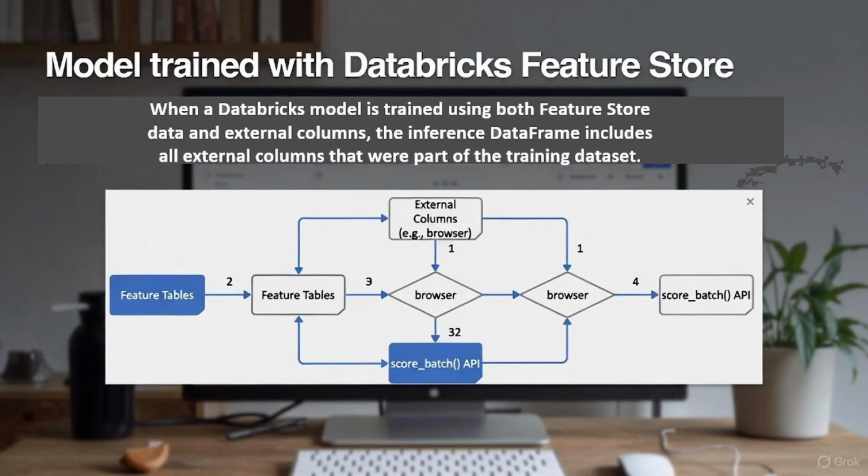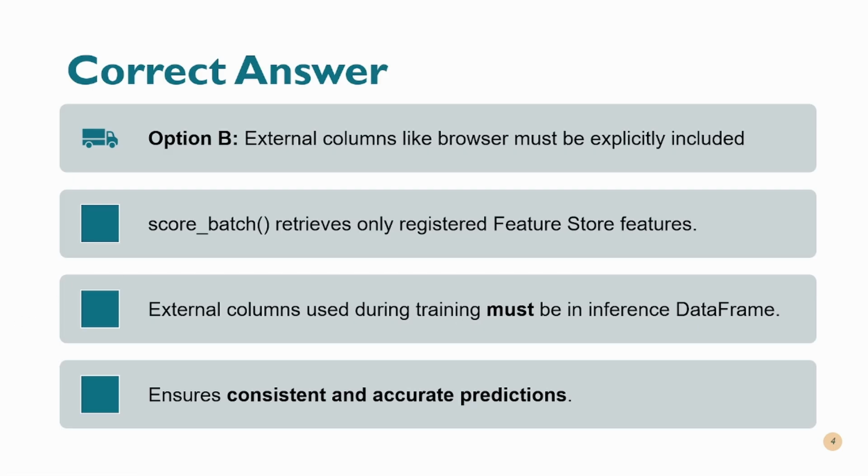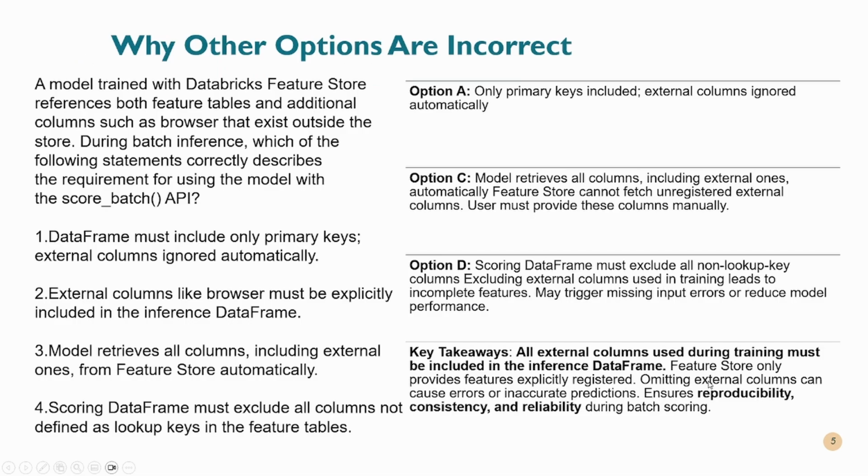Now let's break down the options together. Option B, which says correct answer, and it says external columns must be explicitly included. Ding, ding, ding, this one's correct. You have to provide all the external columns. Option A says you can just include primary keys and the external columns are ignored automatically. Nope, that's not how it works. Excluding external columns that were used in training leads to incomplete features. Your model literally expects those inputs.